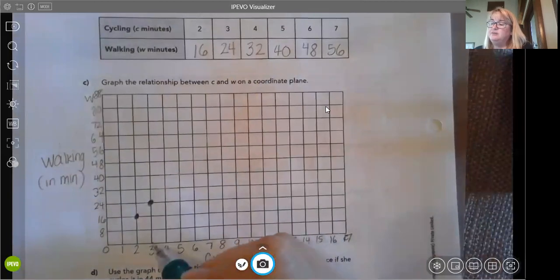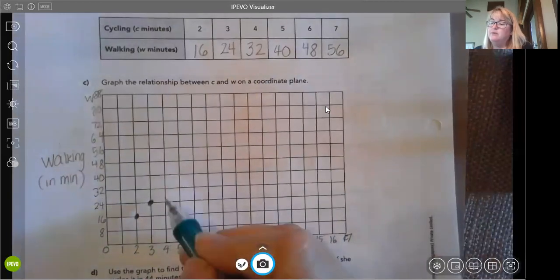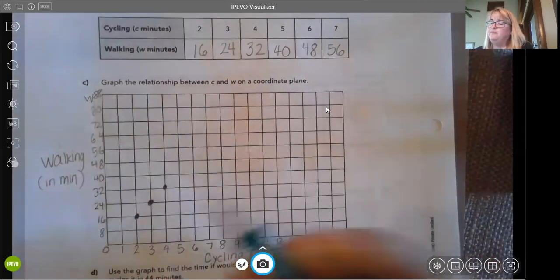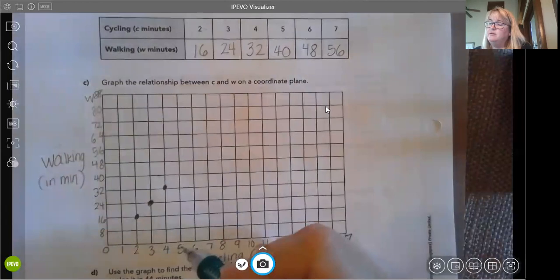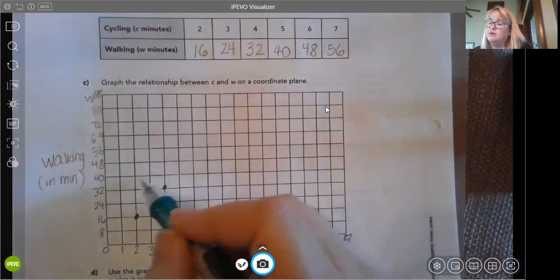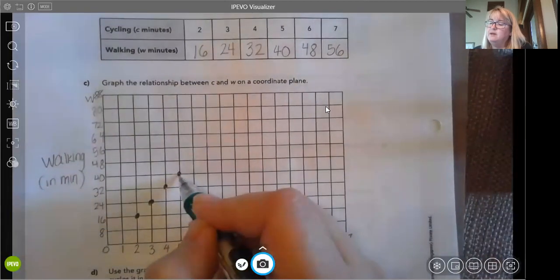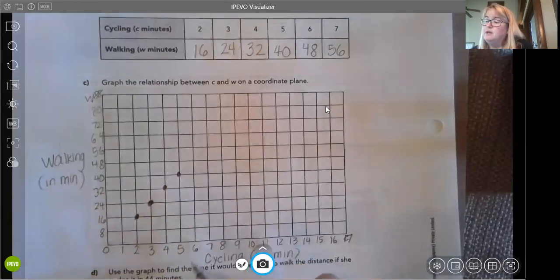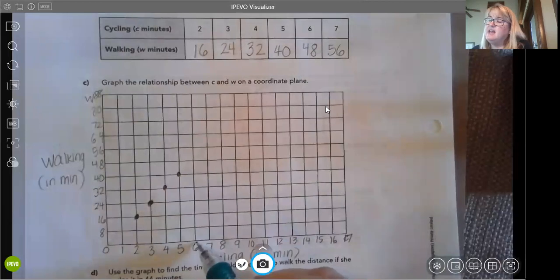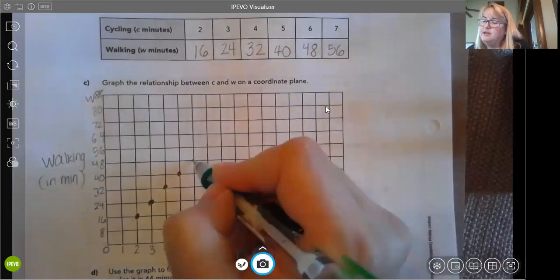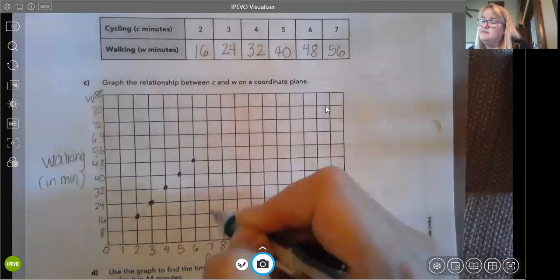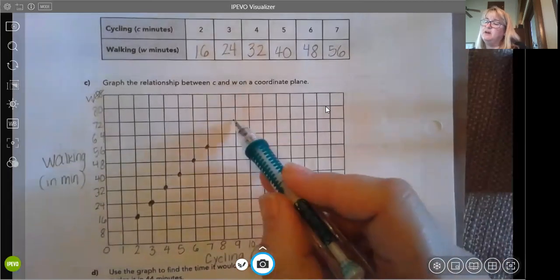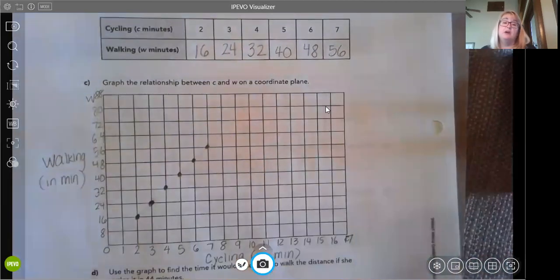4 and 32. When we cycle for 4, we walk for 32. So 32 and 4. 5 and 40. Cycle for 5, walk for 40. And you can see that there is definitely a pattern going on here. 6 and 48, go here, 7 and 56. And you can tell that they would continue along here. Our table just didn't go on.